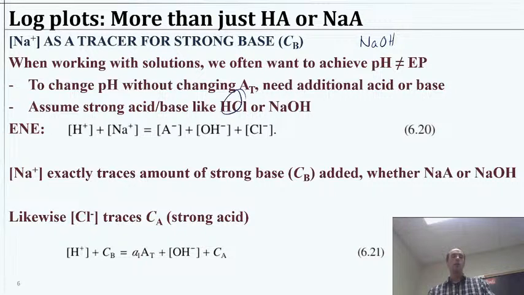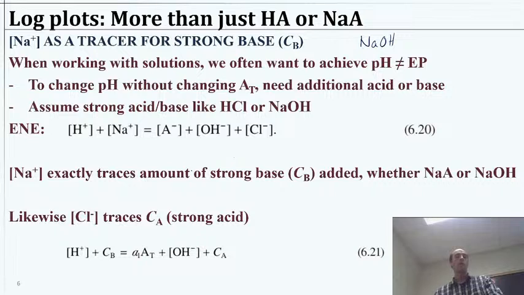So let's say we add a little bit of HCl and a lot of NaOH, right? Then we're going to have all these species here. So we've been adjusting the pH back and forth with HCl and NaOH. These are the things we have in solution. So in this scenario, the Na plus concentration is going to trace exactly the amount of strong base that we have added, whether that's in the form of NaA or in the form of NaOH. So every time we've added some sodium, it's essentially tracking how much strong base we've added.